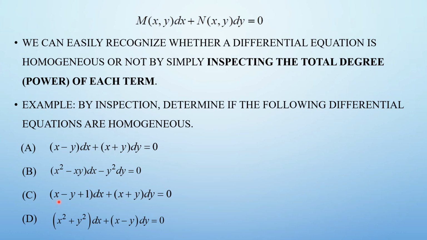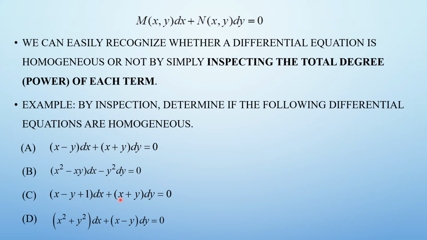Part C, the first term for the function M has degree 1, the second term also has degree 1, but the third term has degree 0. Okay, so it seems that the total degree of each term is not the same, and therefore we say M is not a homogeneous function.